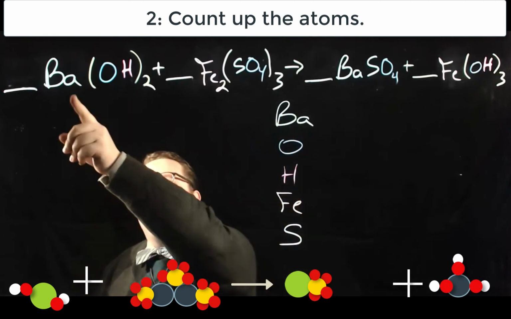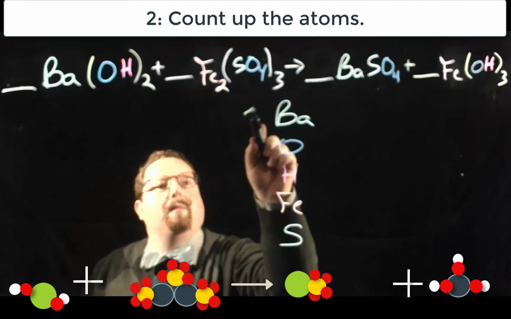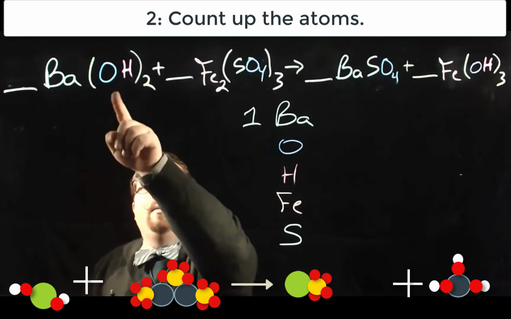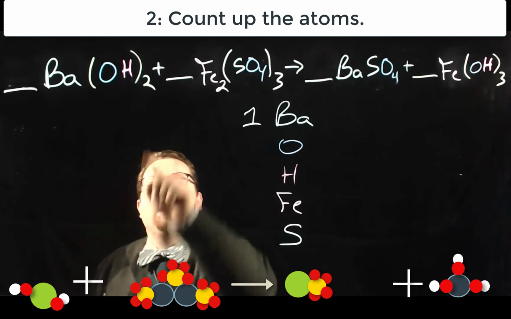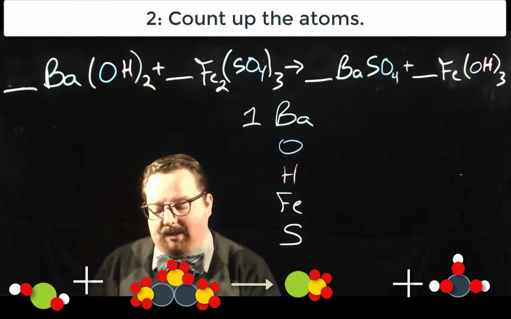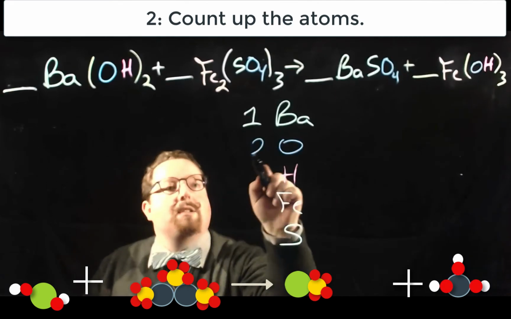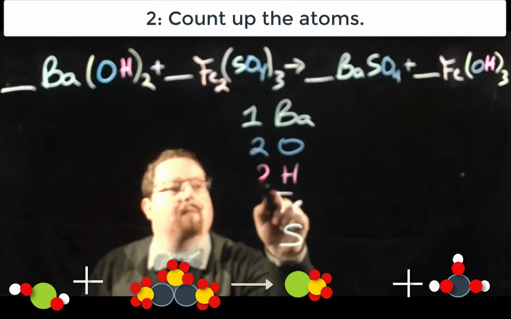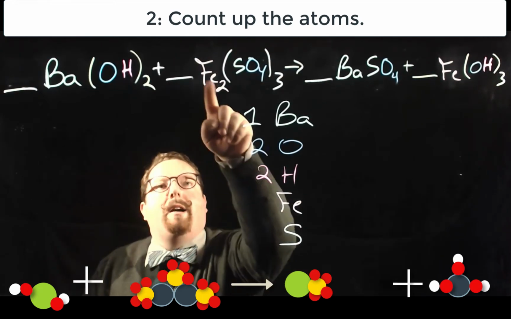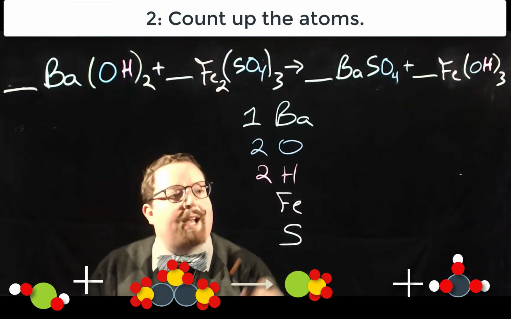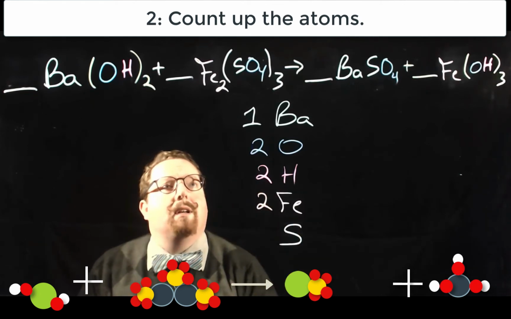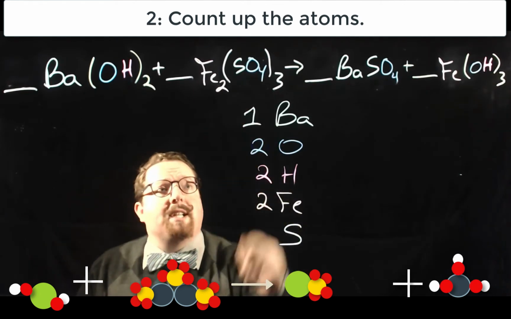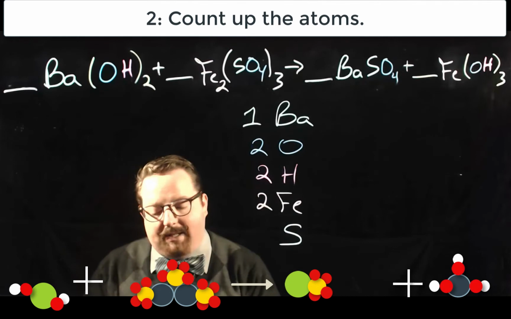So on the left side over here we have 1 barium. We have 1 oxygen inside the parentheses, but there's a 2 outside the parentheses. So that means we have 2 oxygens. Same goes for the hydrogen. Our iron has a little 2 subscript beside it, so we have 2 irons. Sulfur's inside a parentheses with a 3 on the outside, so there's 3 sulfurs.